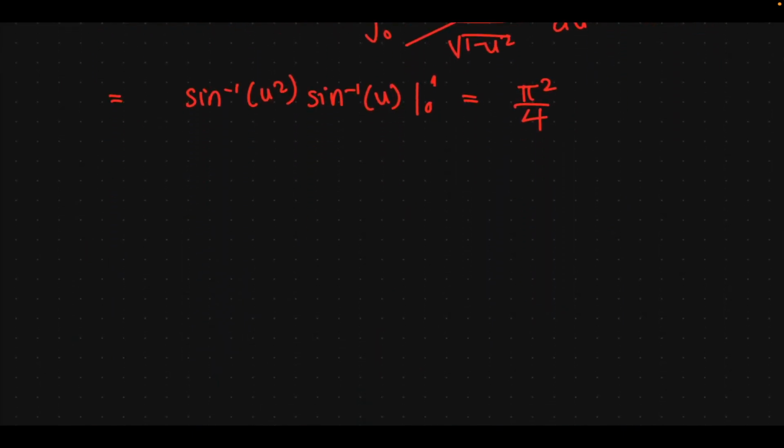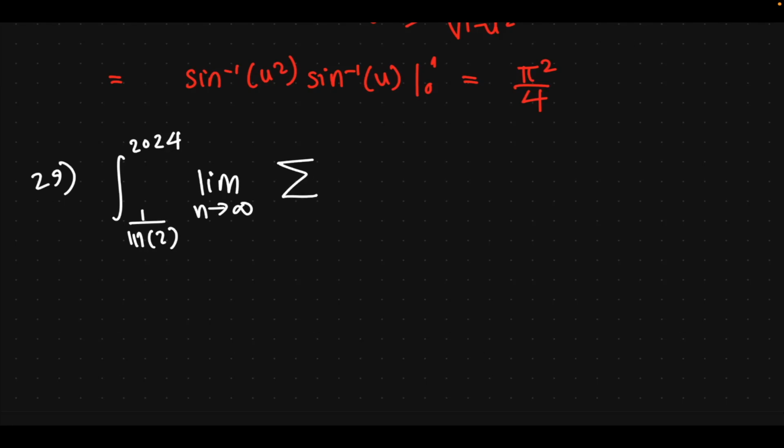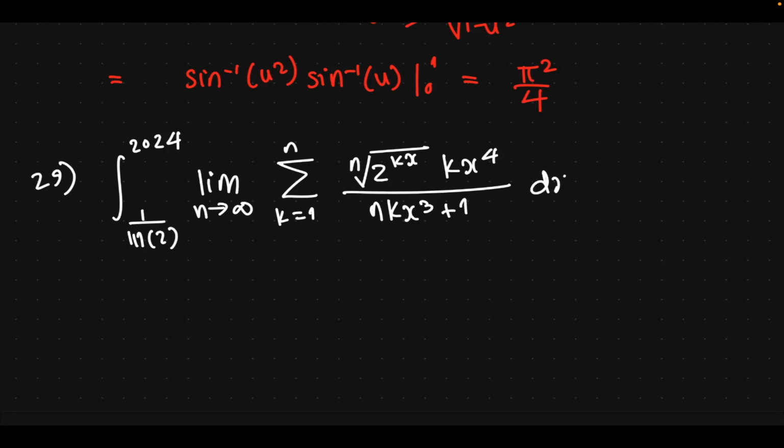And then comes the grandmaster question of all of them, 29, which was probably very difficult to solve given the time that we had. So 1 over ln 2 to the 2024, limit n goes to infinity, sum k equals 1 to n, nth root of 2 to the kx, kx to the fourth over n kx cubed plus 1 dx.